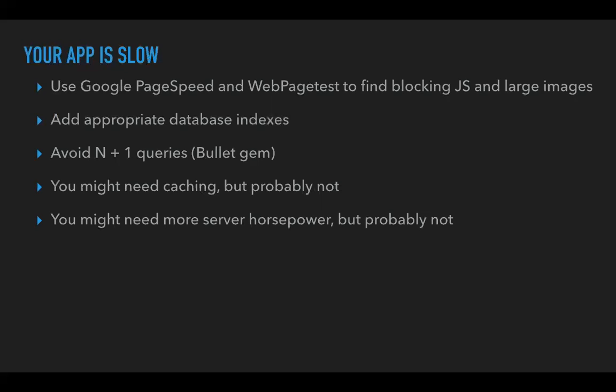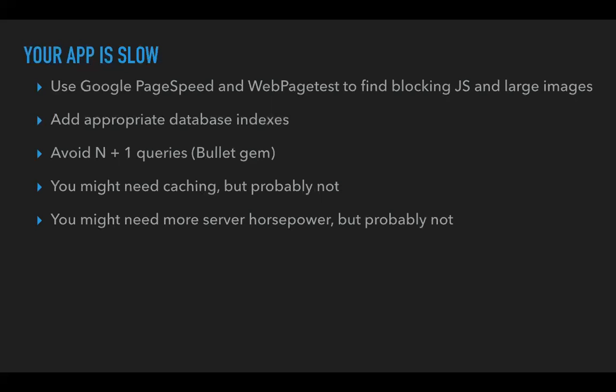Your app might need caching, but it probably doesn't. So you've got client caching. When we go to a web page, our browser typically caches the images and the CSS file and the JavaScript and things like that. But there's also server-side caching.